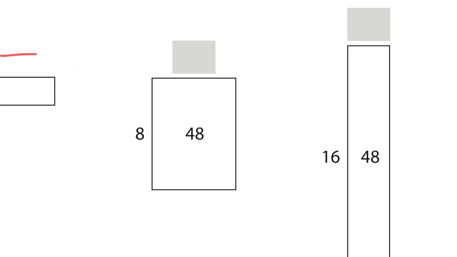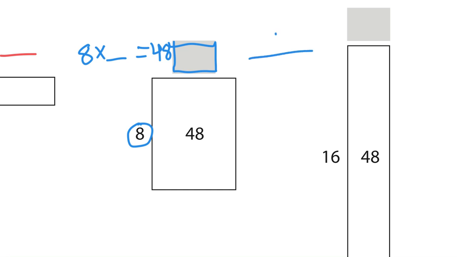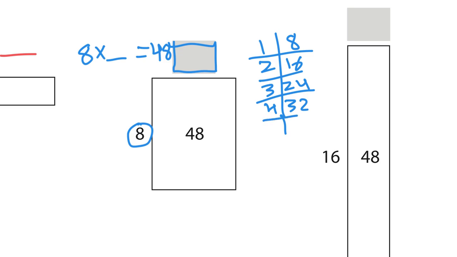Setting it up again, if I take this 8 and I multiply it by something, it should still equal a 48. So we have to figure out what that missing number is. 8 times what is 48? And you could think of a ratio table. 1 times 8 is 8. 2 times 8 is 16. 3 times 8 is 24. 4 times 8 is 32. 5 times 8 is 40. 6 times 8 is 48. Oh, there's my answer right there. 6 times 8 is 48. And maybe you know the fun rhyme that goes with it.